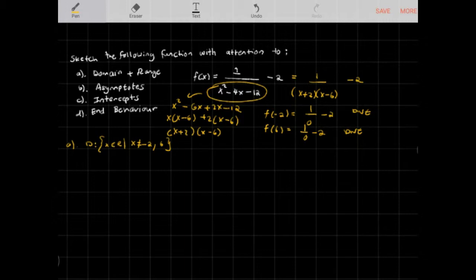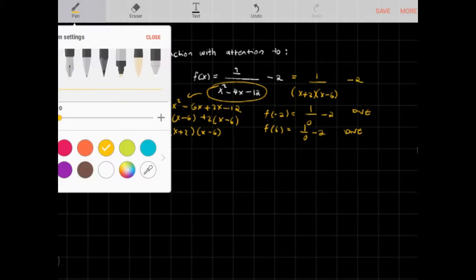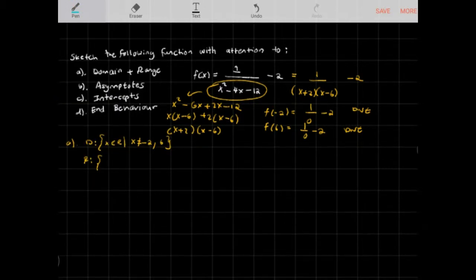So you can notice how this is different from some of the previous examples we looked at. Let's take a look at the range here. The range is still going to be the same thing. So if we take a look at our fraction here, this portion cannot equal 0 because you can only make a fraction 0 if the numerator is 0. So 0 minus 2 doesn't happen. So y belongs to the set of all real numbers, but y cannot equal negative 2.